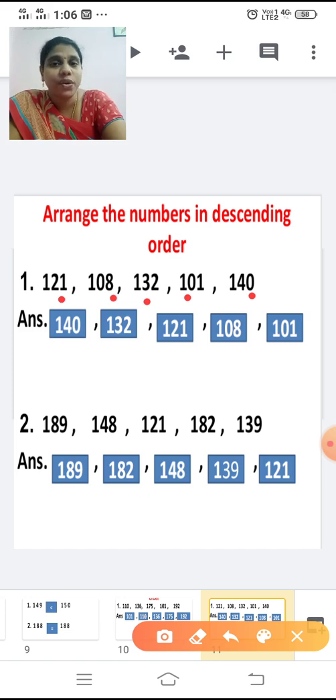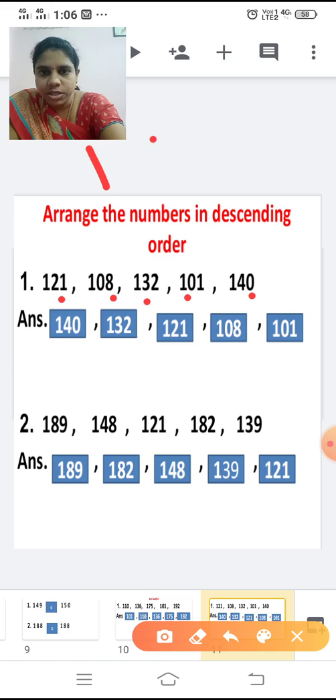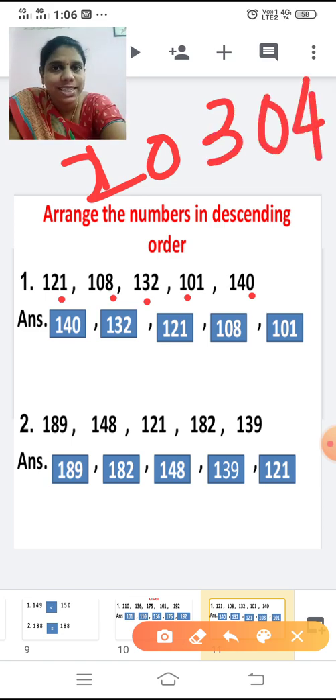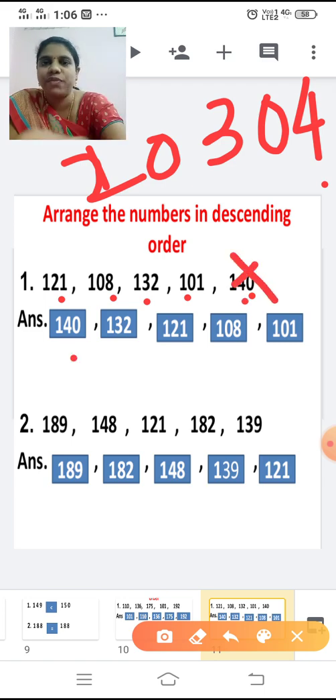Now tell me, out of these 5, which is the biggest number? See the hundreds place. In all the numbers we have 1. So move on to the tens place. First number we have 2 in the tens place. 0, 3, 0, 4. Now tell me which is the biggest? 4, right? So 140 is the biggest one, right? 140 is the biggest number.